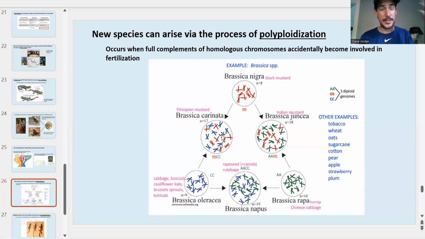So Brassica carinata is a new species formed by the hybridization of Brassica nigra and Brassica oleracea, for example. And we can say the same thing about the hybridization between these other pairs. And this has happened not just in the mustard family, but in all kinds of other domestic plants: tobacco, wheat, oats, sugarcane, cotton, et cetera, et cetera.